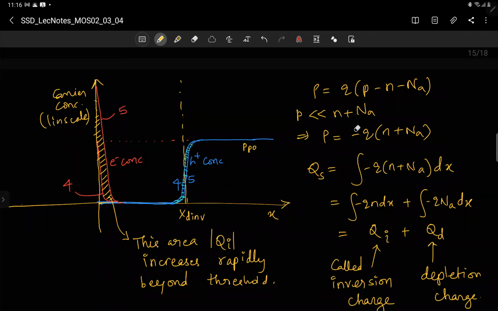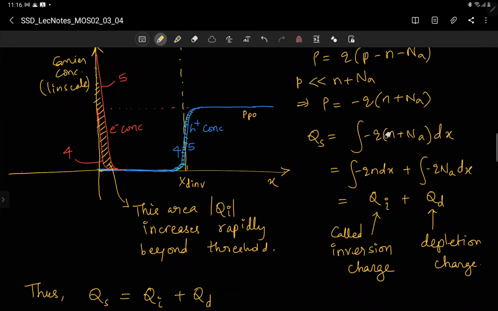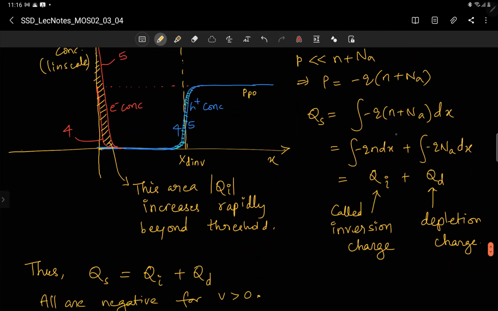So it is negligible. So you just have rho equal to minus Q times N plus Na. Now QS is what? Integration of this with respect to just the x-axis. So QS will be in per centimeter squared units. And if you separate these two, N and Na, I'll have one integration for electron concentration, one integration for background ionized acceptor concentration.